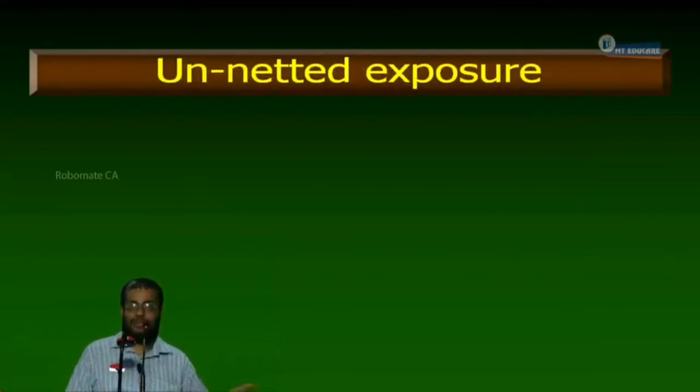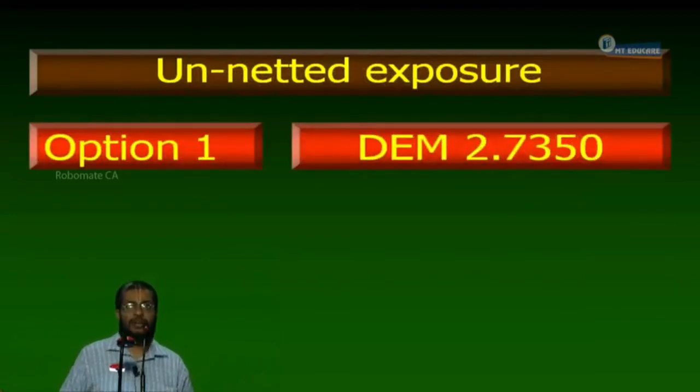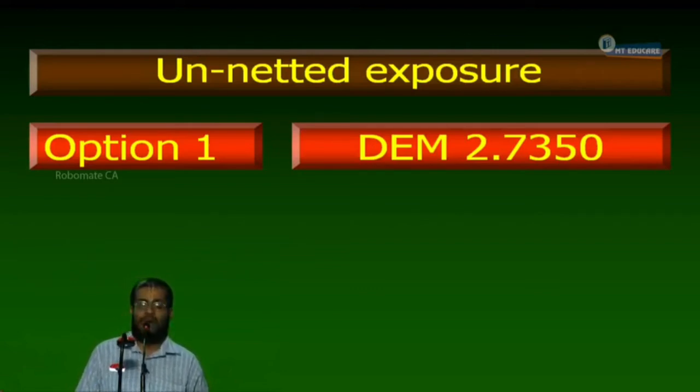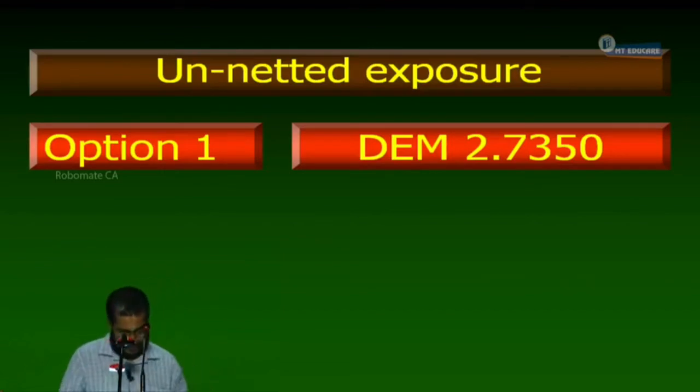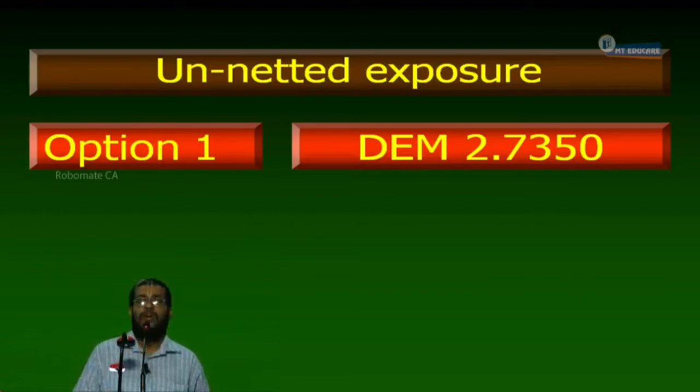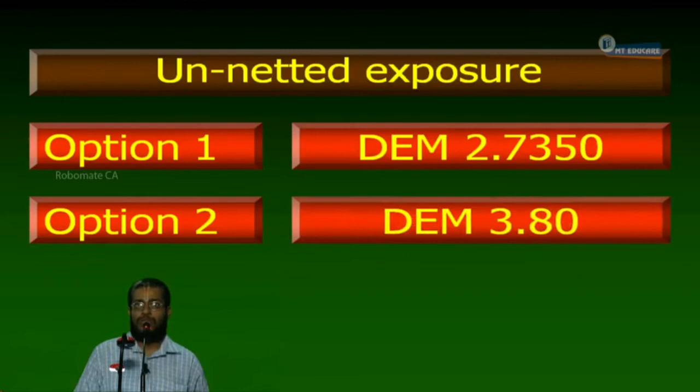Unnetted exposure. Continue writing. Option 1: Deutsche Mark 2.735. Option 2: Deutsche Mark 3.80. Tell me which is least. Option 1.